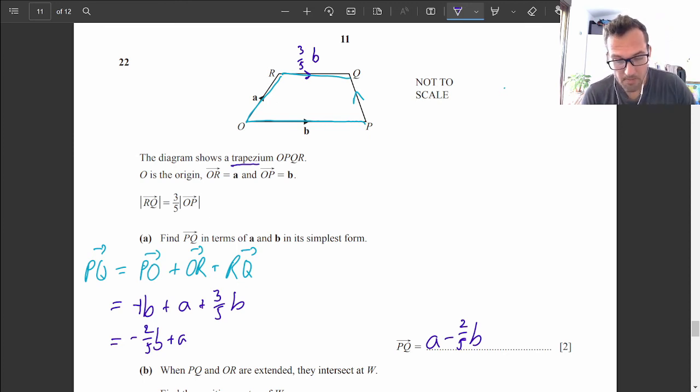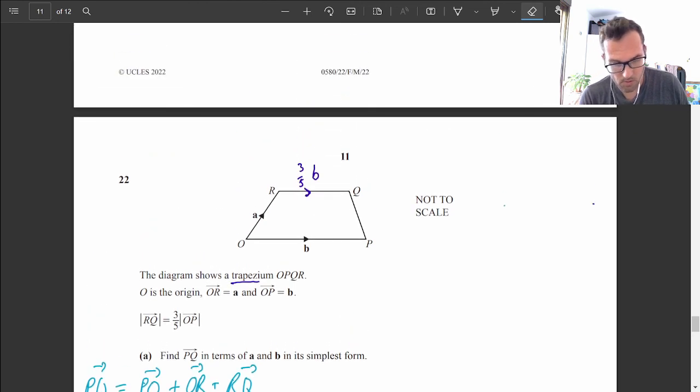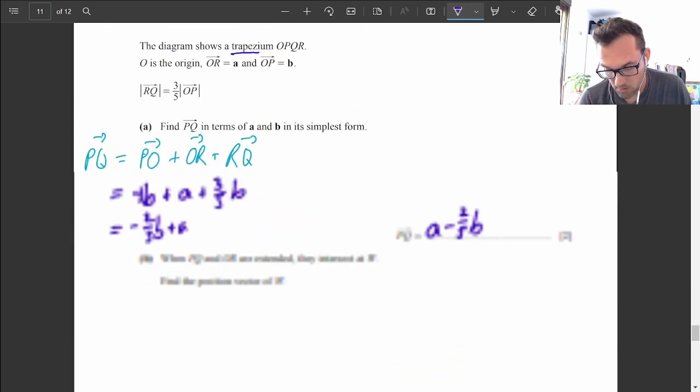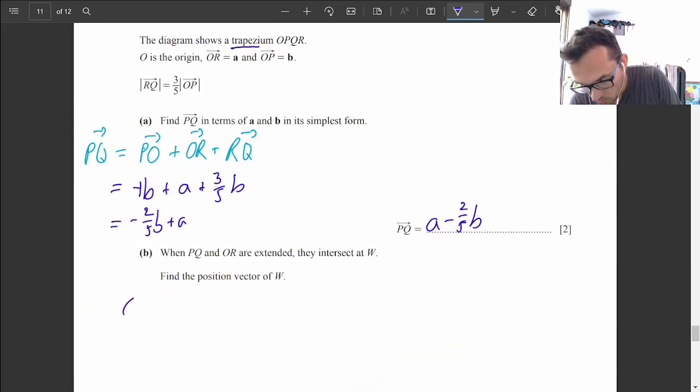All right, question B, a little bit harder. I think for me, it's just difficult to explain, but the best way to do it is by using similar triangles. So hang with me. First of all, they say they extend PQ. Let's do that. And they extend OR to meet in W. Now the position vector means we need to work out what is OW. So write this down. We need to work out OW starting from the origin to W.